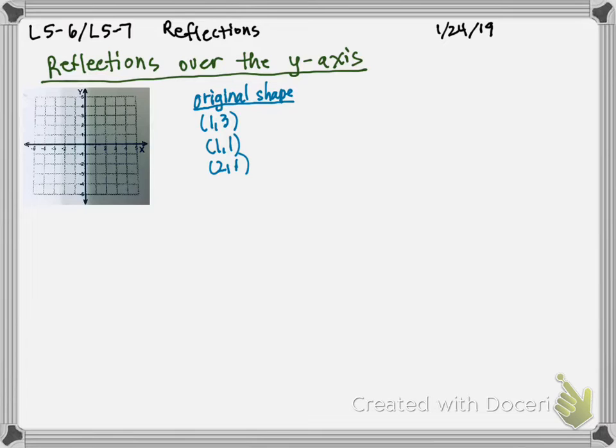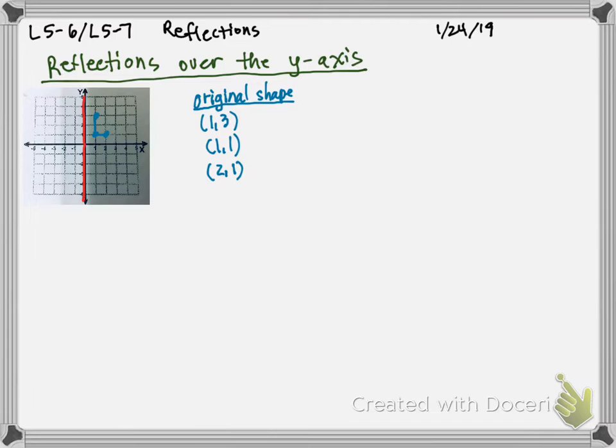So do those ordered pairs sound familiar? Well, they should. They're the same exact ones we started with before. So we're going to graph (1, 3), (1, 1), and (2, 1). Okay, but remember where our axis of symmetry is this time. It's going to be the y-axis.